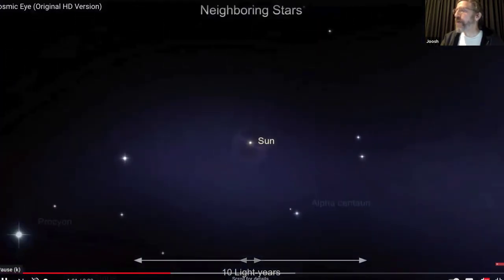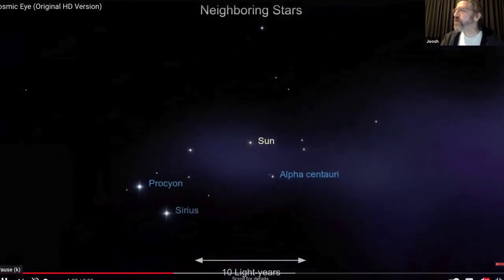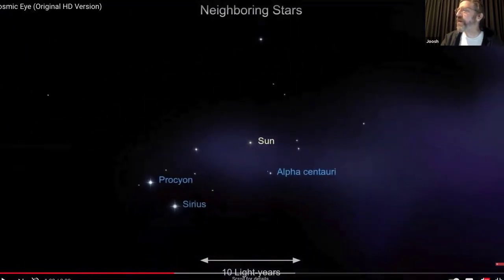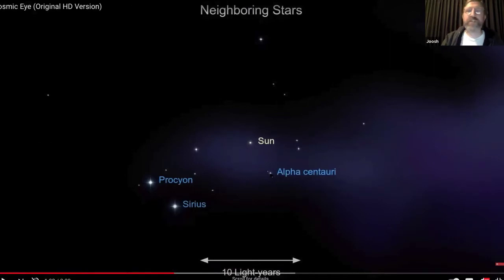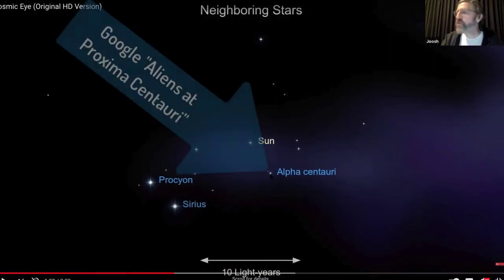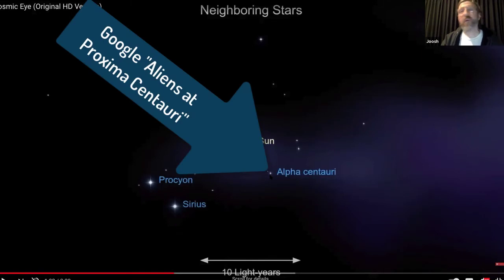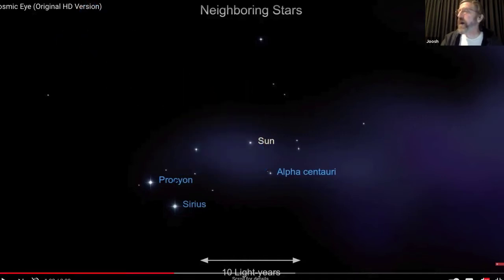So as we back out farther, these are the stars that are near our sun. Alpha Centauri right there. Right near that is Proxima Centauri. There is some weird message coming from Proxima Centauri that was just found a couple of weeks ago. We don't know what it is. It could be space aliens. It literally could be space aliens.